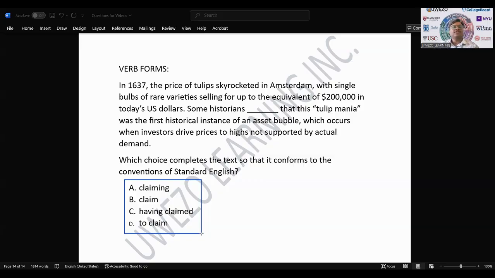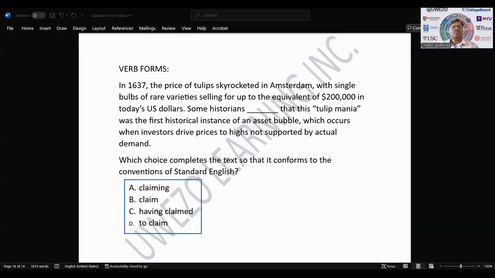In 1637, the price of tulips skyrocketed in Amsterdam, with single bulbs of rare varieties selling for up to the equivalent of $200,000 in today's US dollars. Some historians blank that this tulip mania was the first historical instance of an asset bubble, which occurs when investors drive prices to highs not supported by actual demand.